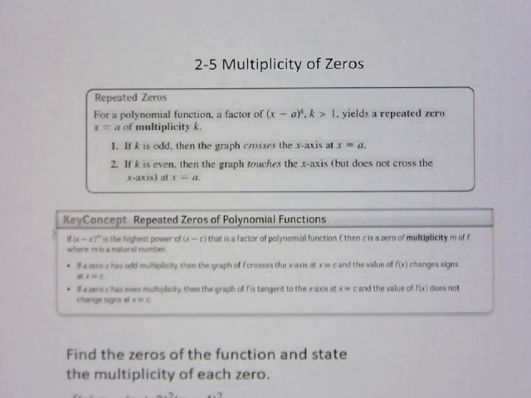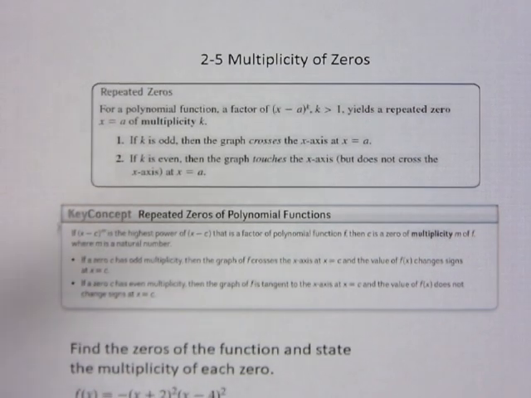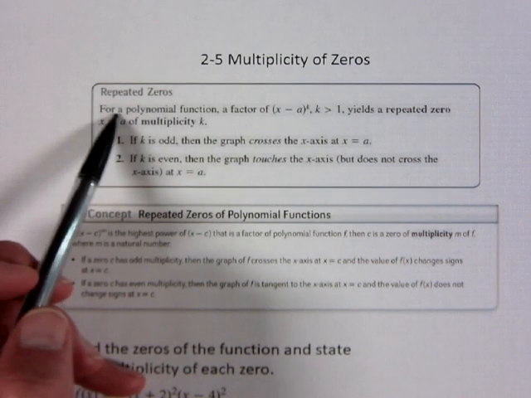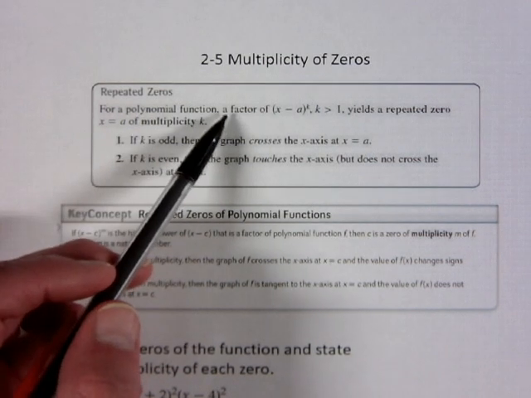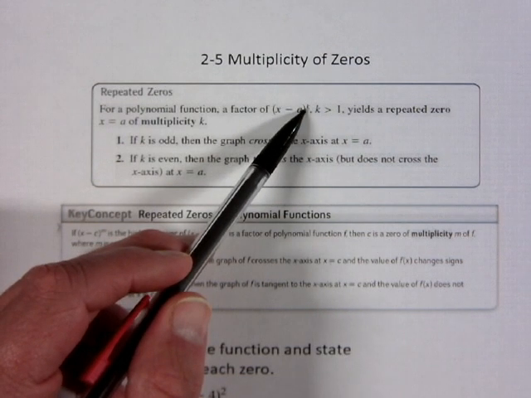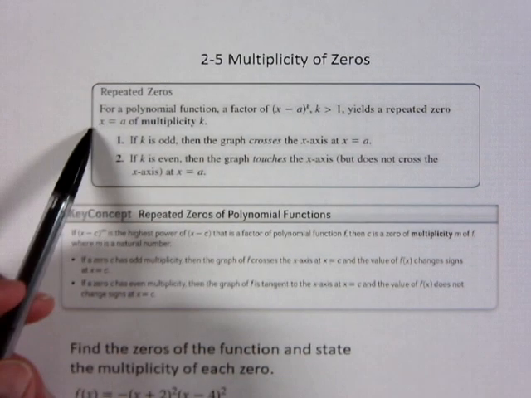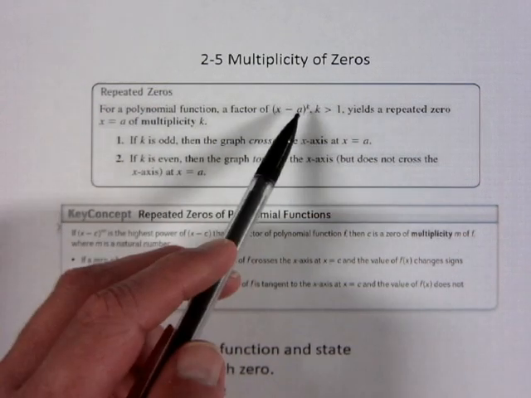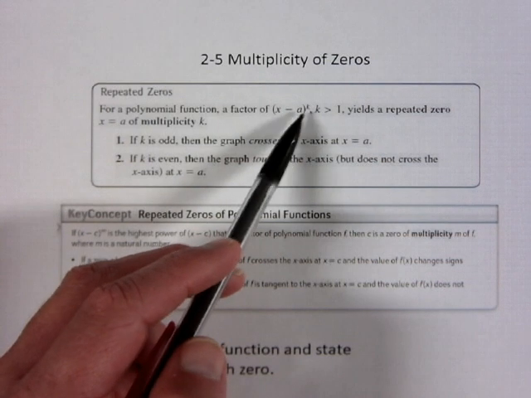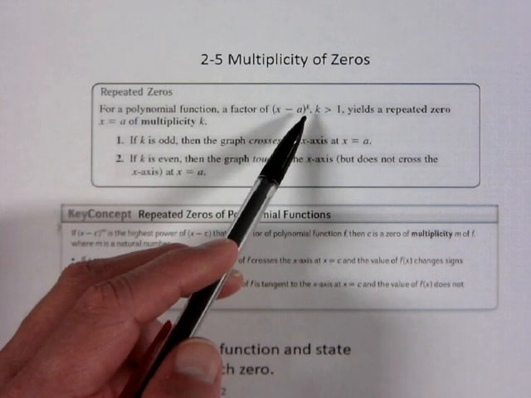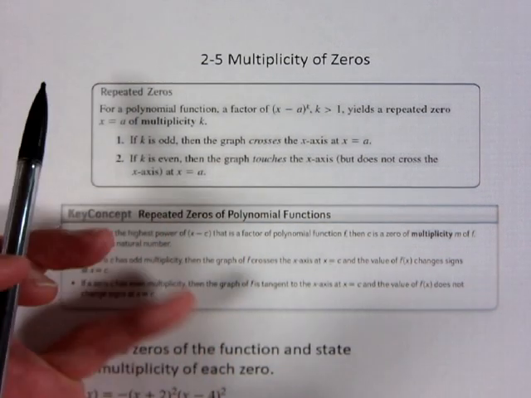Okay, in this section 2-5, we're discussing multiplicity of zeros. The first concept here says that for a polynomial function, a factor of x minus a to the k power yields a repeated zero of x equals a of multiplicity k. What that means is, if it's raised to more than the first power, then it raises the multiplicity of the zero, right?